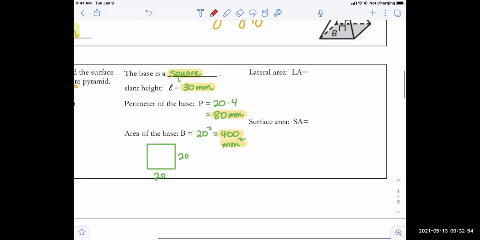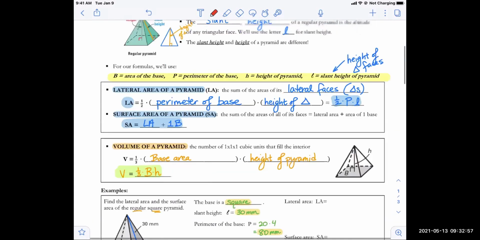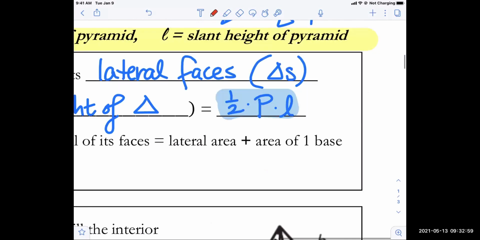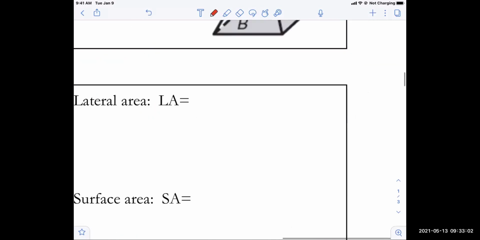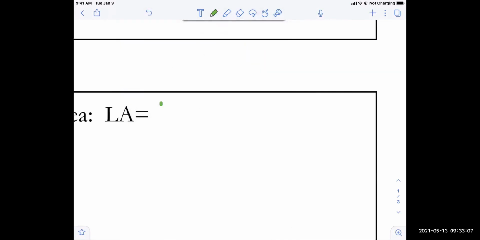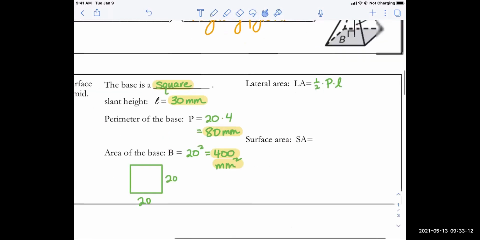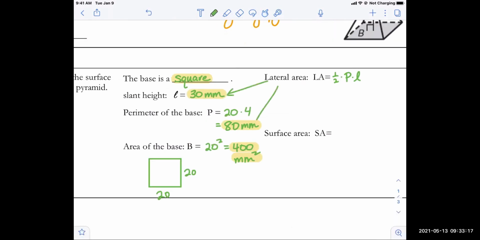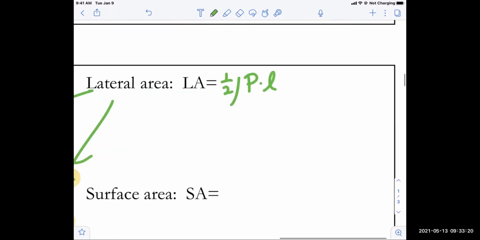Now, lateral area, remember we talked about the formula up here. Lateral area is 1/2 perimeter of the base multiplied by the slant height. Now, we already have the perimeter of the base, we already have the slant height. And again, the reason there's a 1/2 here is because they're triangles. They're not rectangles this time. So it's 1/2 base times height of the triangles. That's why there's a 1/2 there.